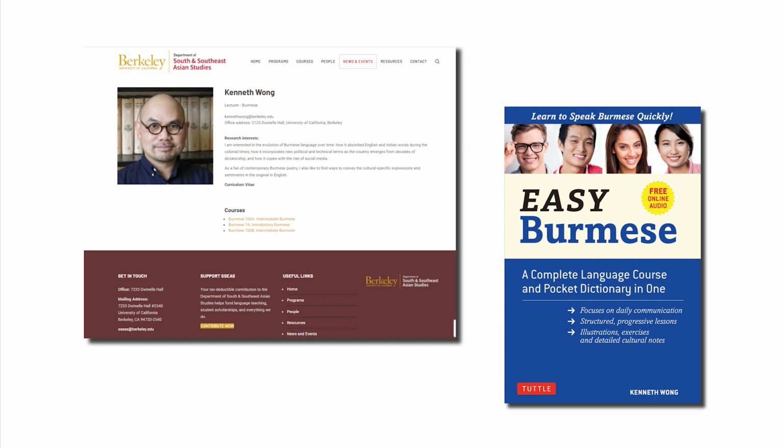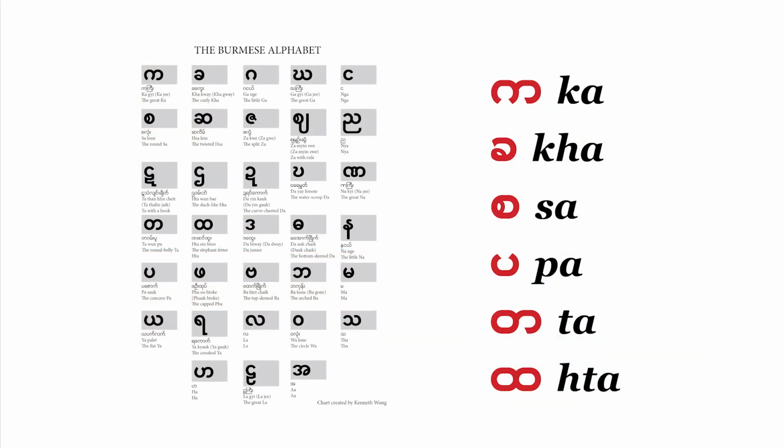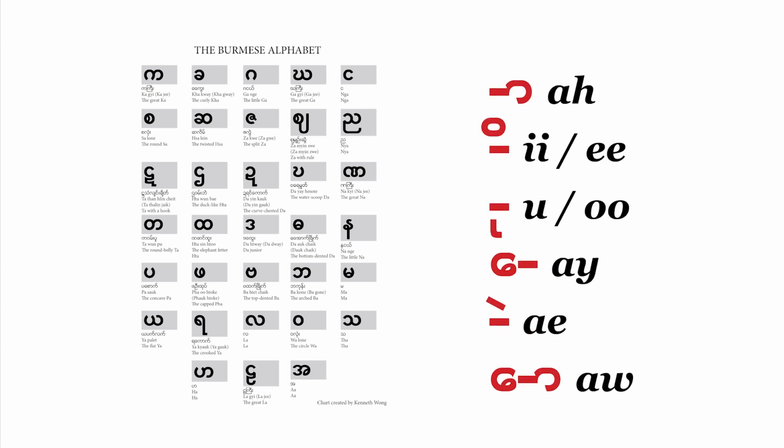The Burmese alphabet has 33 consonant letters. They give you initial sounds like ka, ka, sa, ba, ta, ta, and so on. And the diacritic symbols like these give you vowel sounds like a, i, u, e, o, and so on. Combining these gives you words that you can read and write to convey meanings.